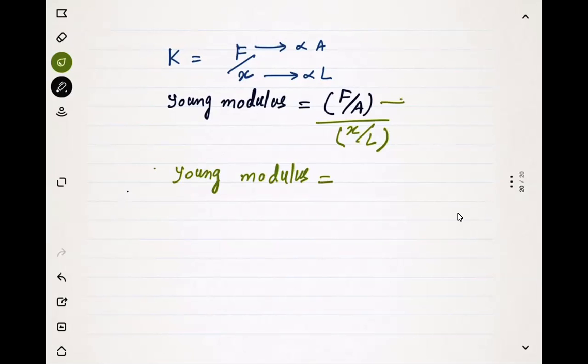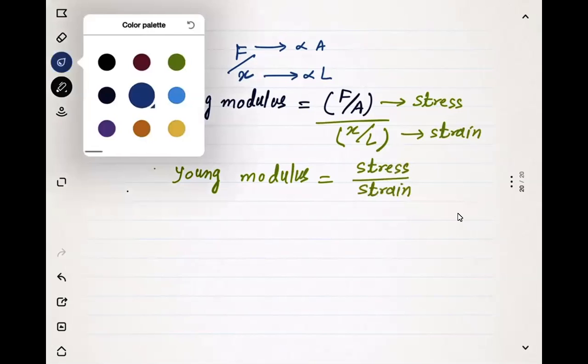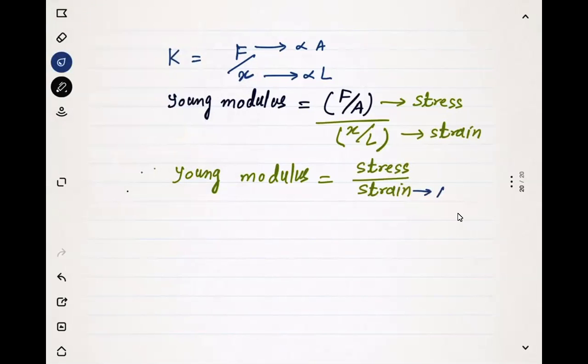So the quantity in the denominator is called stress. The quantity in the numerator is called strain. So Young modulus can be written as stress over strain. As you see, strain has no unit.